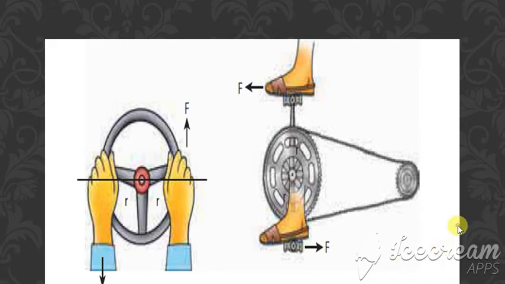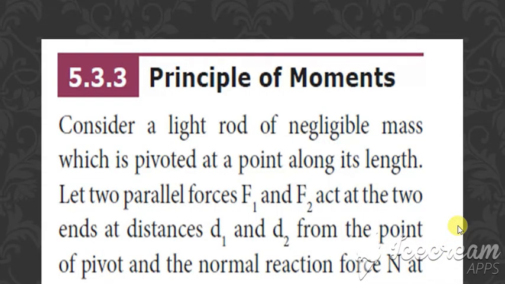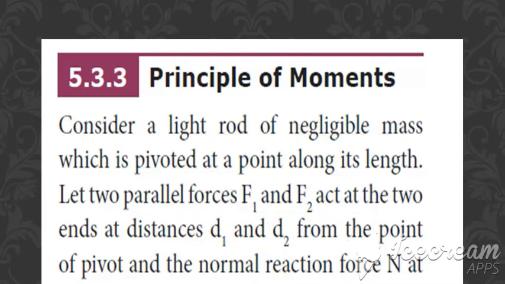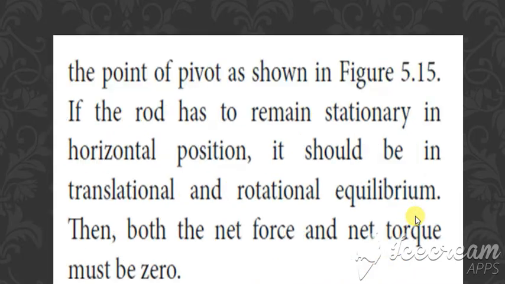Next is the principle of moments. For this principle of moments, let us consider a light rod of negligible mass, which has two forces F1 and F2, distances d1 and d2, and a reaction represented as N. If the rod has to be maintained stationary in the horizontal position, it should be in translational and rotational equilibrium.